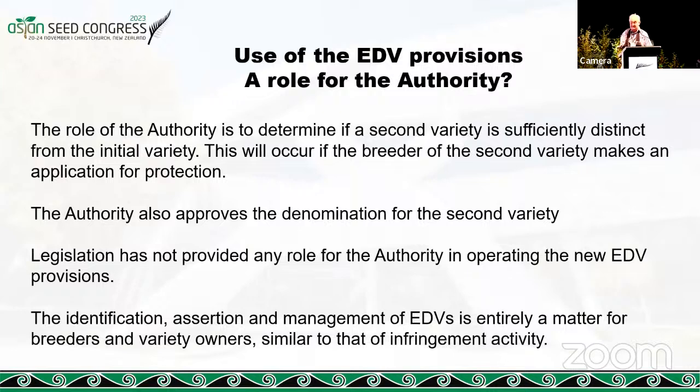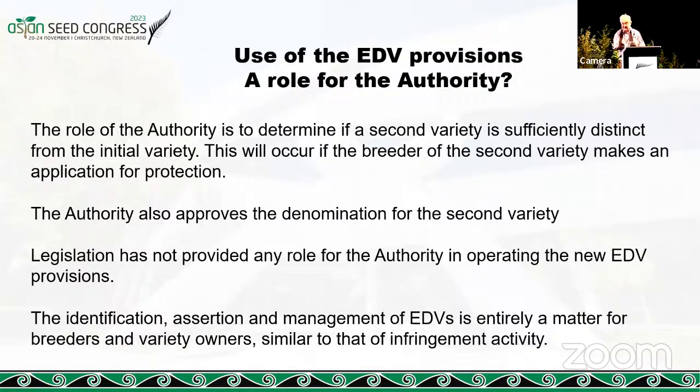Another important consideration in developing law is what is the role of the authority. In our case, it was determined that the role of the authority is to determine if the second variety, assuming that it applies for protection, is sufficiently distinct from the initial variety. That is, of course, if the breeder of the second variety makes an application. So that is a central role of the authority. And again, it's no different than any other examination of a protected variety.